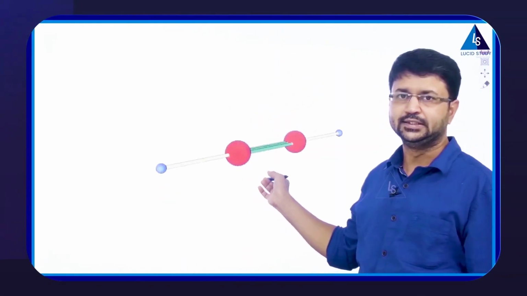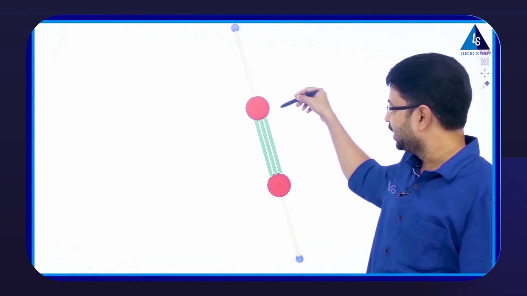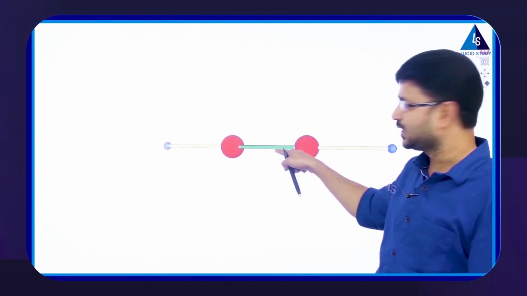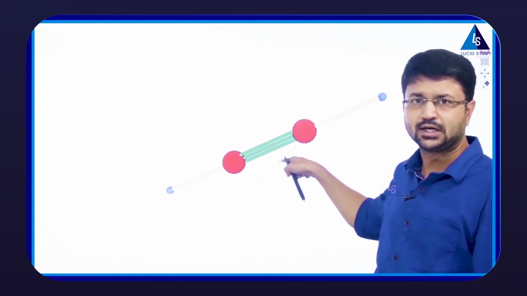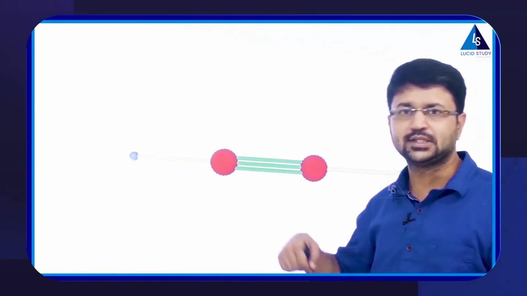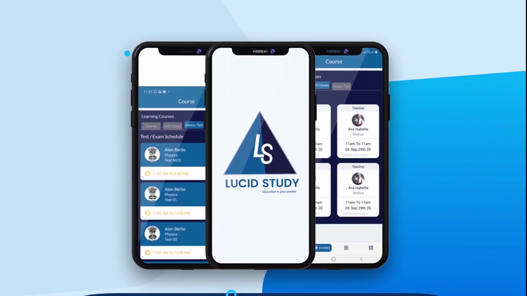Structure of ethane molecule. So here, these are the carbon atoms, okay, the red color ones are the carbon atoms, and you can see the green color ones are the triple bond between these two carbon atoms, and you can see the blue color ones are the hydrogens.